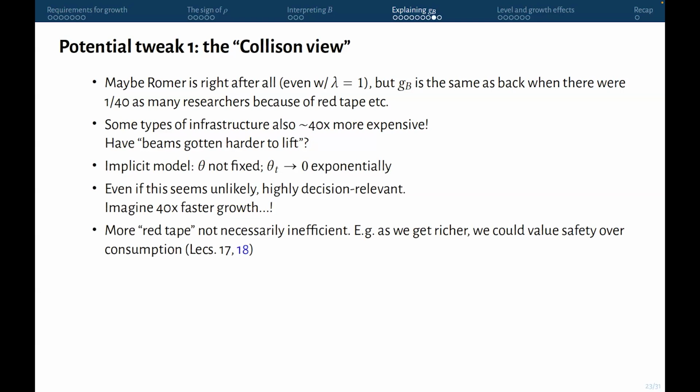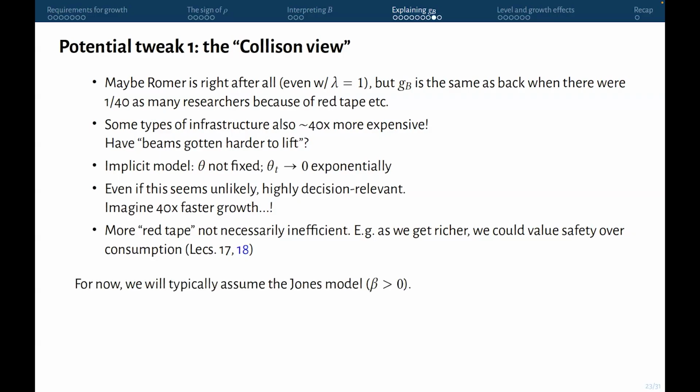Note that more red tape isn't necessarily inefficient. It could be that as we get richer, we just value safety over consumption. And so we don't want to let our mad scientists plow ahead as recklessly as they could a couple generations ago or something. And we'll talk a bit more about that next week. Obviously, also super relevant to transformative AI.